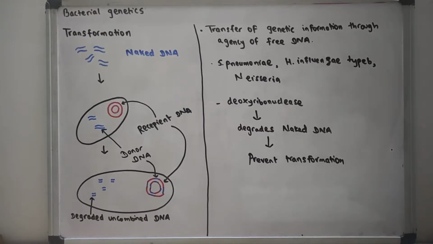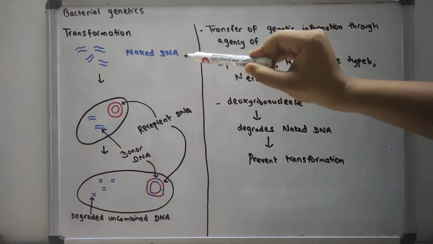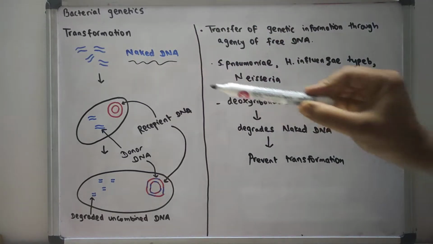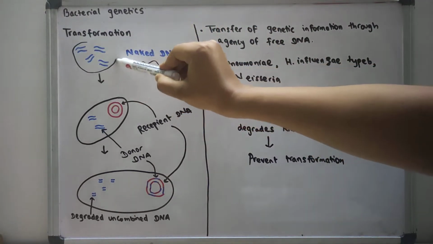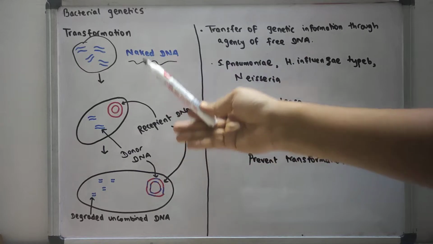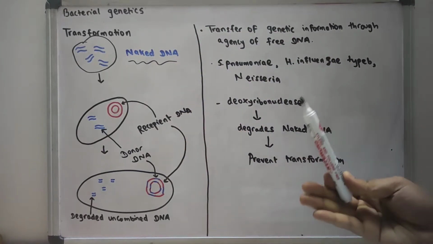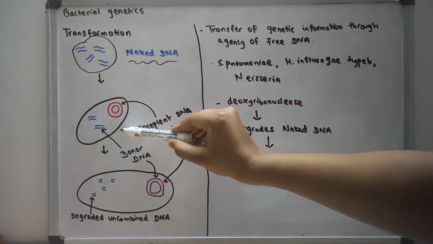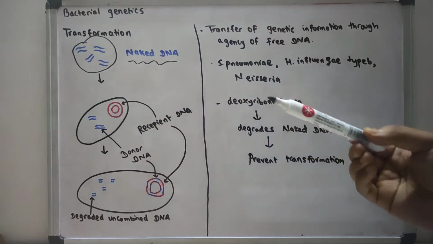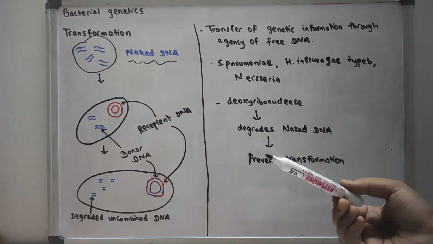Now let us talk about the transformation. As I have already said, the transformation is the transfer of the genetic information through the agency of the free DNA. Here you can see in the picture, in the bacterial environment there is a naked DNA present. So these are the naked DNA. So these naked DNA are taken up by the recipient bacteria. So this is the recipient bacteria that take up the naked DNA that is present in the environment.